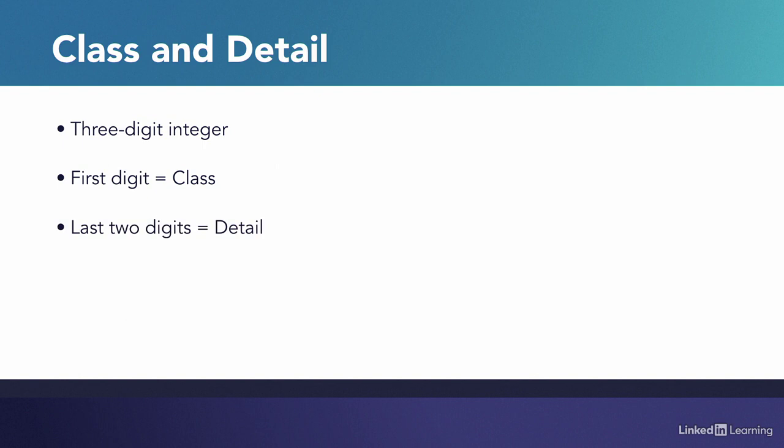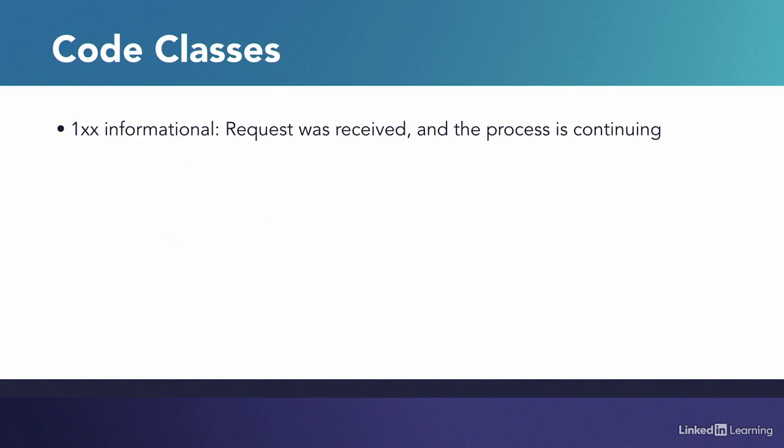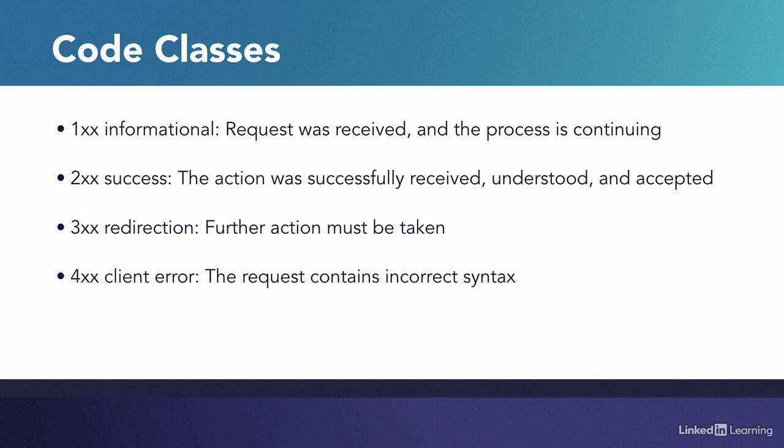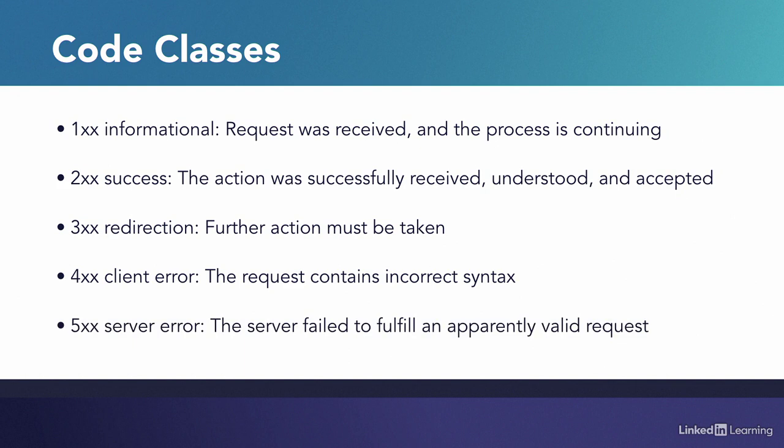To begin, let's take a closer look at the code classes. The 100 information means the request was received and the process is continuing. The 200 success means the action was successfully received, understood, and accepted. The 300 redirect means further action must be taken by the client. The 400 client error means the request contains some sort of incorrect syntax. The 500 server error means the server failed to fulfill an apparently valid request.